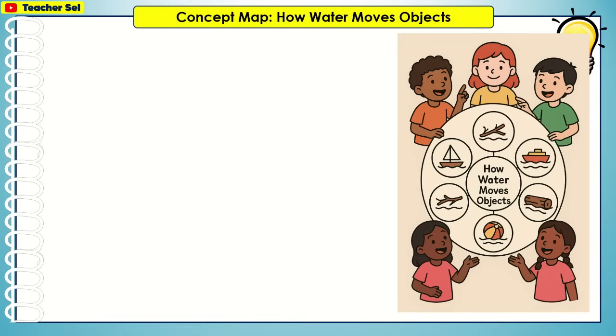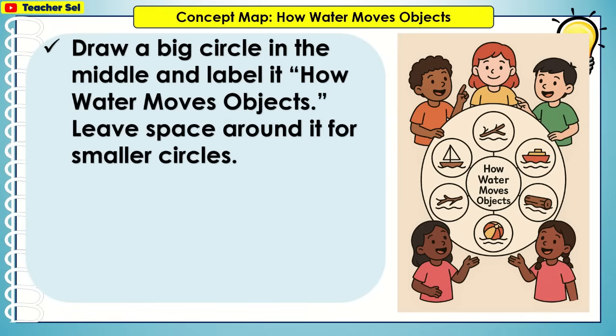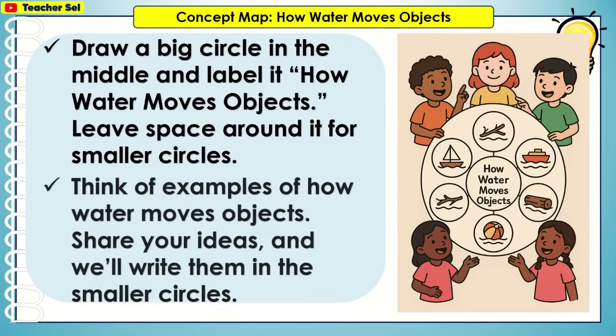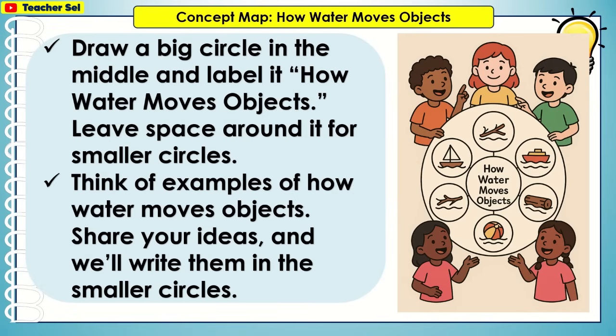Concept map: how water moves objects. Draw a big circle in the middle and label it: how water moves objects. Leave space around it for smaller circles. Think of examples of how water moves objects. Share your ideas and we'll write them in the smaller circles.